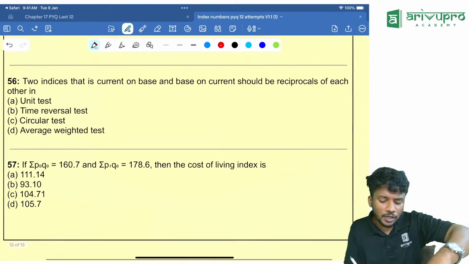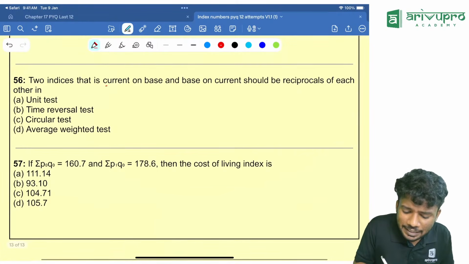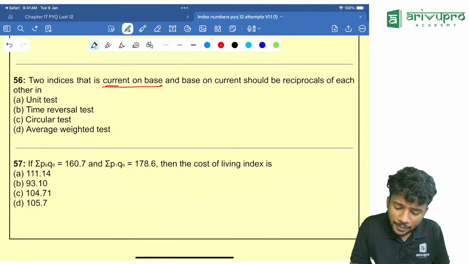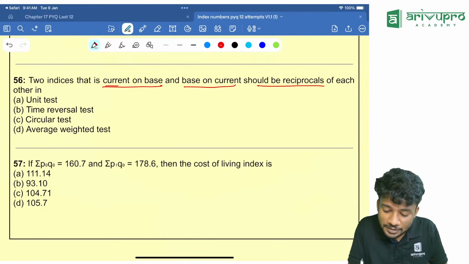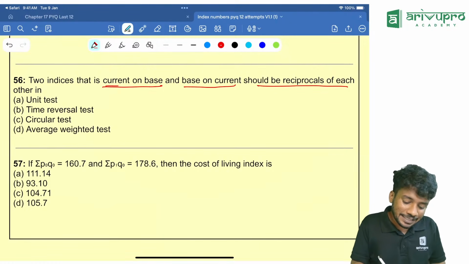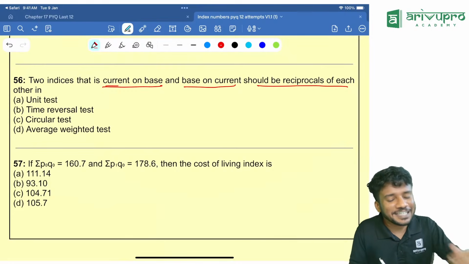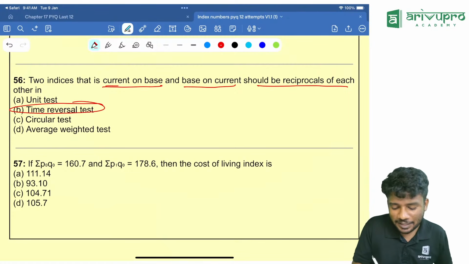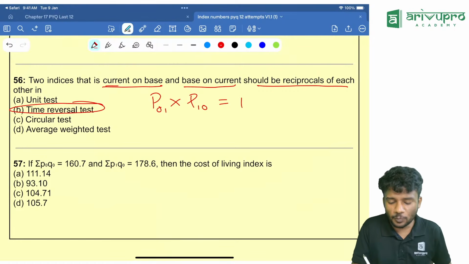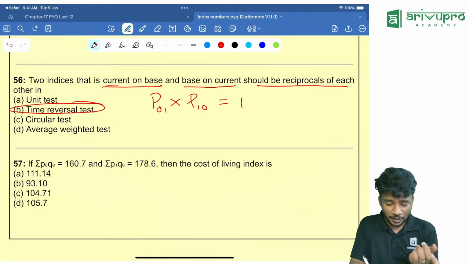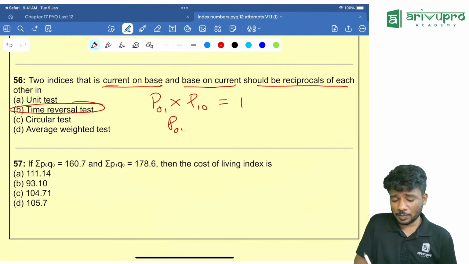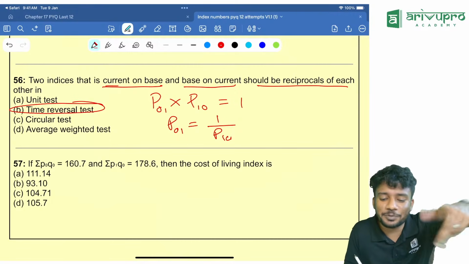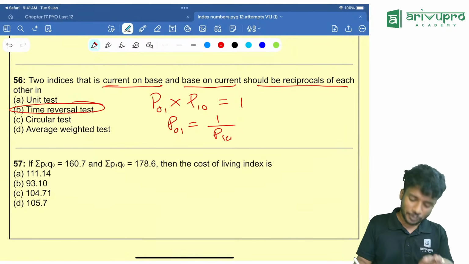Next question: two indices, that is current on base and base on current, should be reciprocal of each other. What type of test is this question? People, what happens in the time reversal test? You know that P01 into P10 is equal to 1. So if I take P10 to the other side, P01 is equal to 1 by P10. That means they are reciprocal to each other. Option B is your answer.